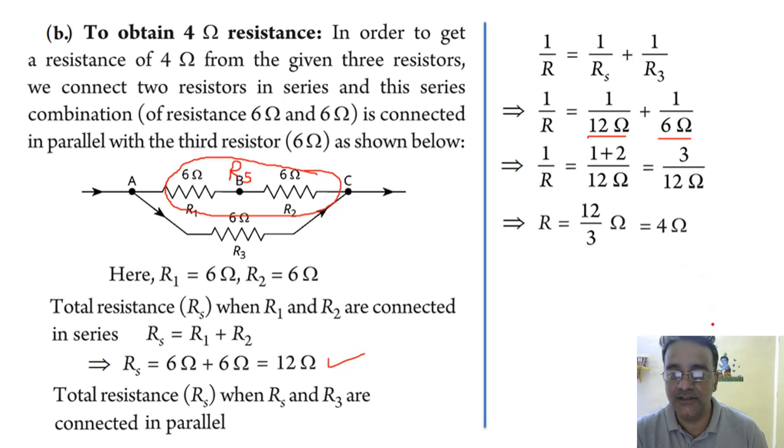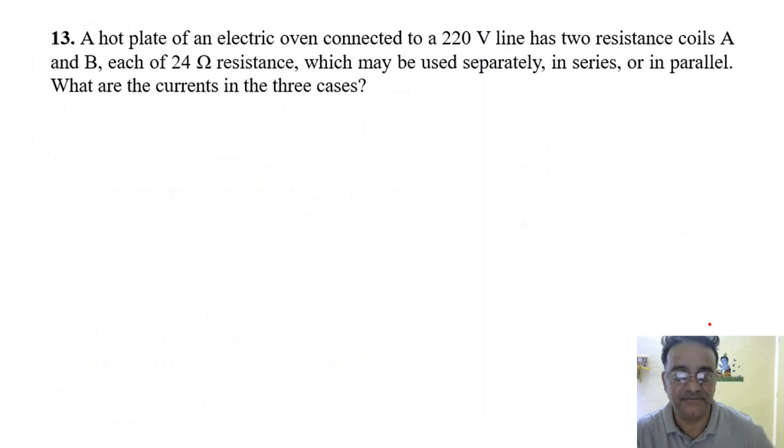Now we are moving towards question number 13. A hot plate of an electric oven. So this is the last question of that exercise based on combination of resistance. A hot plate of an electric oven connected to a 220 volt line has two resistance coils A and B, each of 24 ohm resistance, which may be used separately, in series or in parallel. What are the currents in the three cases?